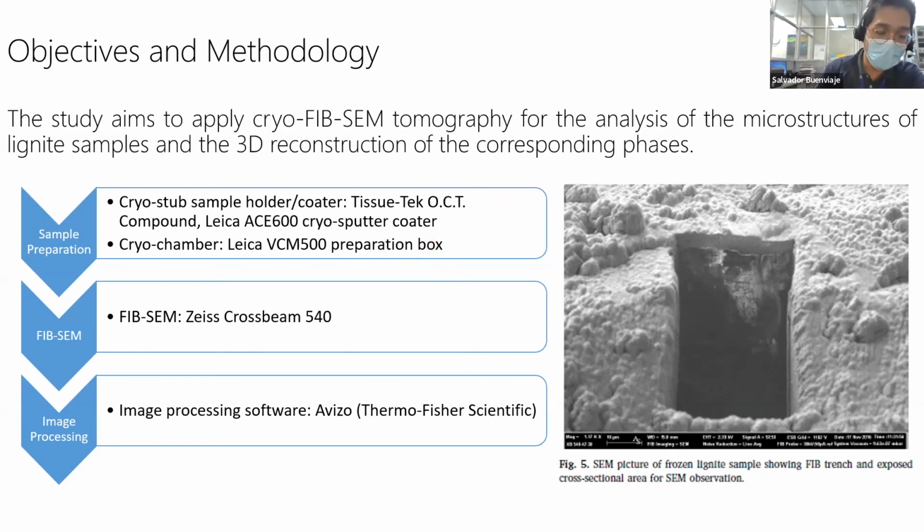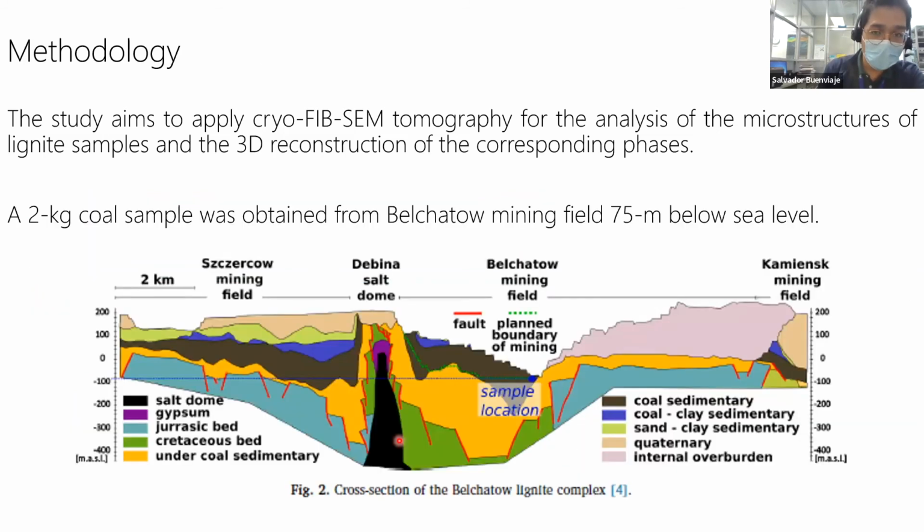Then this is the FIB-SEM used, and the image processing. In image processing, Avizo is the software used. So methodology, a 2-kilogram coal sample was obtained from this place. It's a mining field in Poland, located 75 meters below sea level. So they have included a vicinity map of the sample extraction. So this is where the sample was extracted.